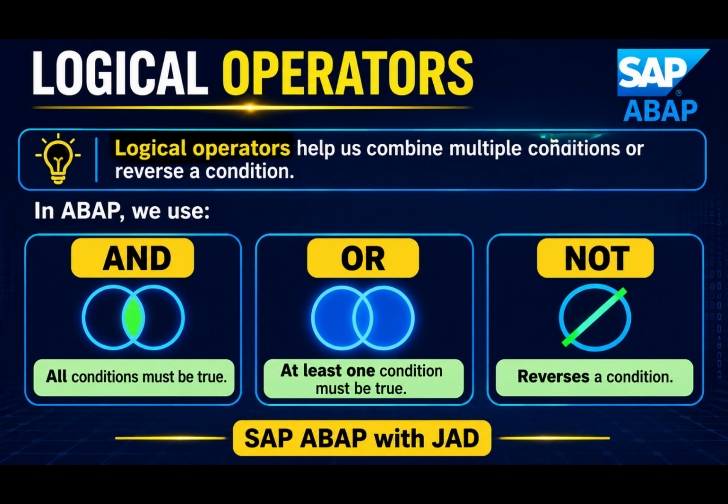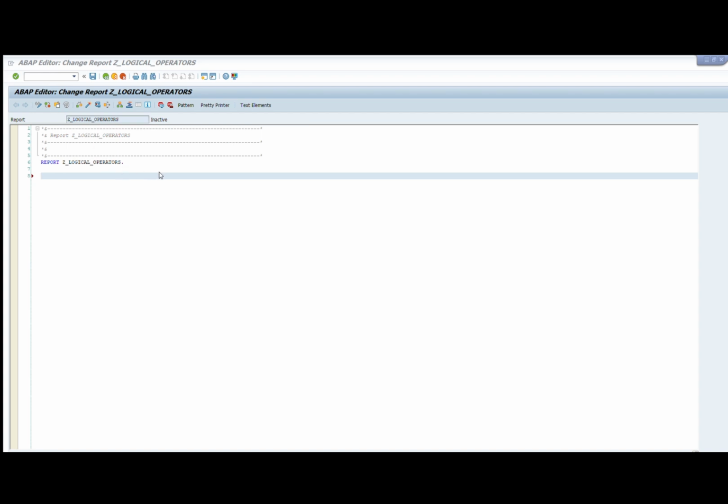Example 1, AND. Open transaction SE38. Create a new program called Z_LOGICAL_OPERATORS and save it as a local object.